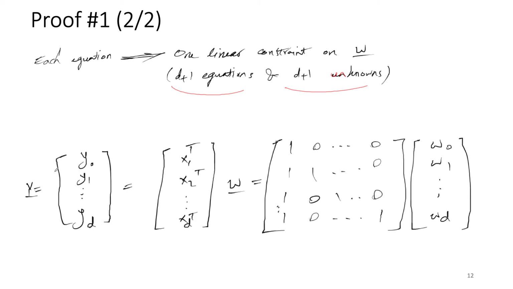So y has the vector value of y0 up to yd, d+1 values, and it is equal to x, t, w, right? And w itself was the data points, d+1, and this matrix should be invertible. So you have to multiply it to the w.